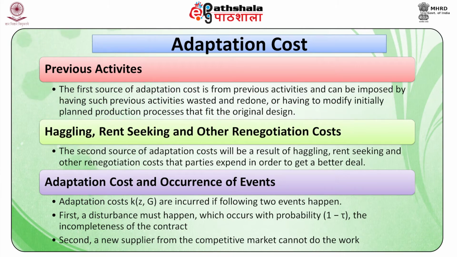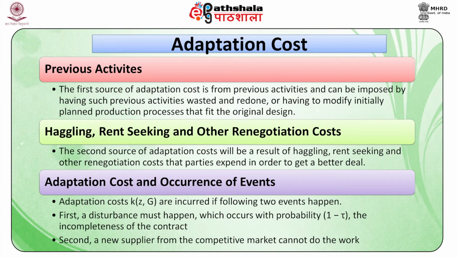Haggling, rent seeking, and other renegotiation cost. The second source of adaptation cost is a result of haggling, rent seeking, and other renegotiation cost that parties expend in order to get a better deal. These activities are a source of deadweight loss that does not affect equilibrium outcomes. There is some uncertainty as to which of these two sources of adaptation cost are more or less severe, and thus they are aggregated as total adaptation cost, which is denoted by KZG, which is greater than 0.